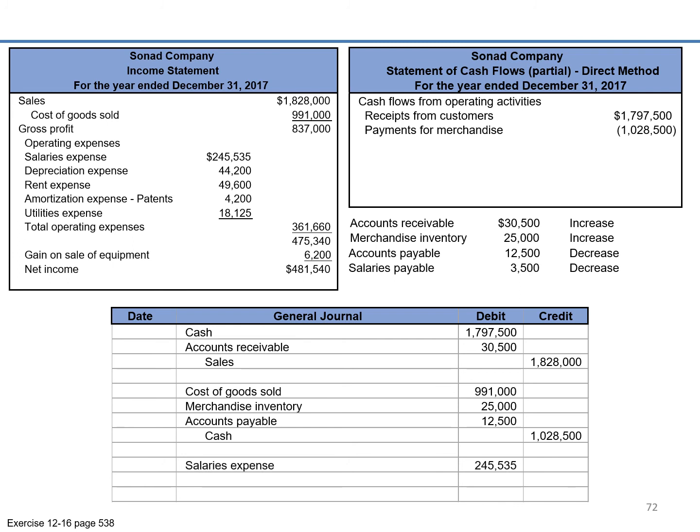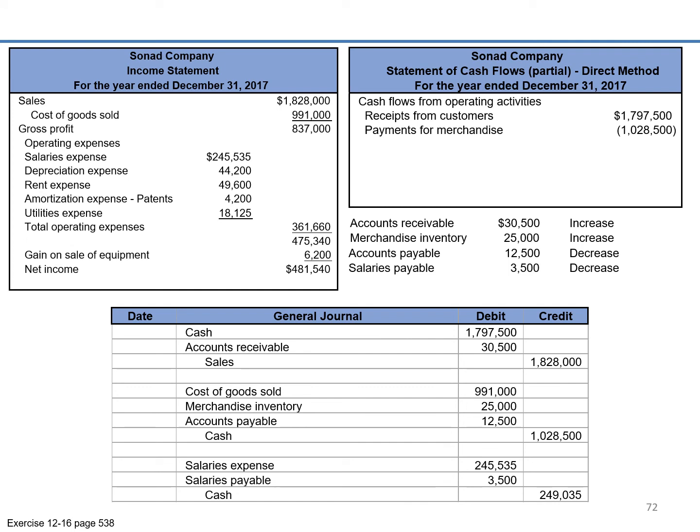Then we have, what do we have? Other expenses. Okay, let's look at salary expense. So we have salary expense of $245,535. We have a decrease in our salary payable, which would be a debit, right? You reduce liabilities with debits. So you have a debit of $3,500, which must mean that our cash paid for salaries is $249,035.